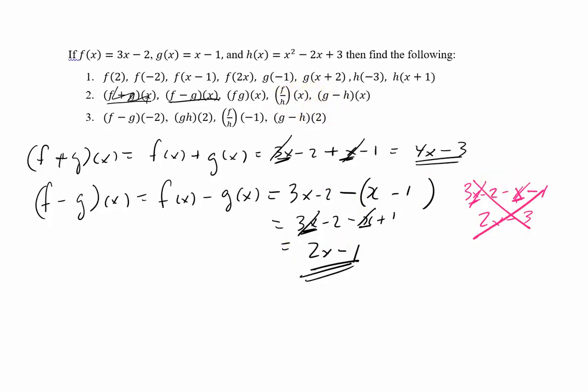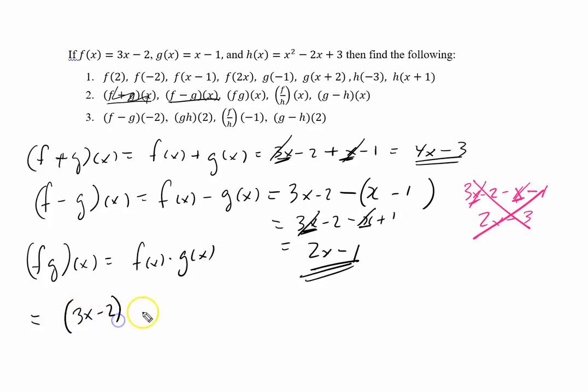Okay, then f times g is the same thing as f of x times g of x. So it's the formula for f, which is 3x minus 2, times the formula for g, which is x minus 1. And so we're going to FOIL. First it's going to be that times that plus that times that. So that'll be 3x squared plus 3x times negative 1, so minus 3x.